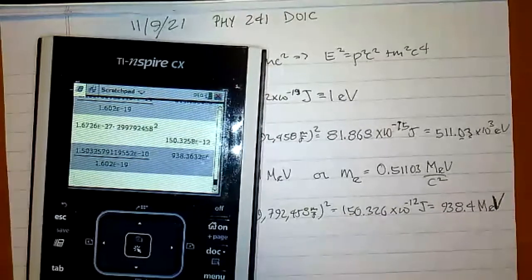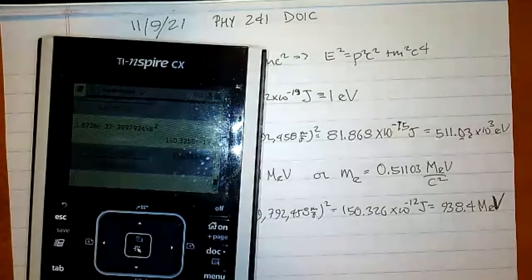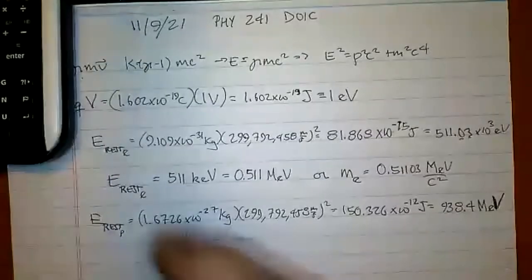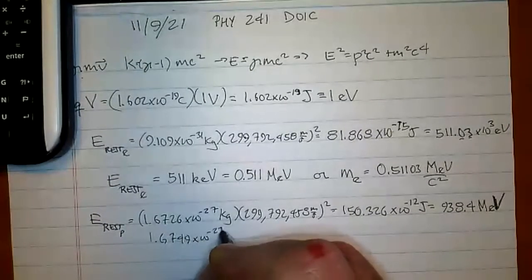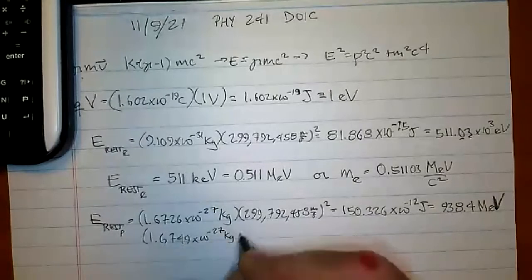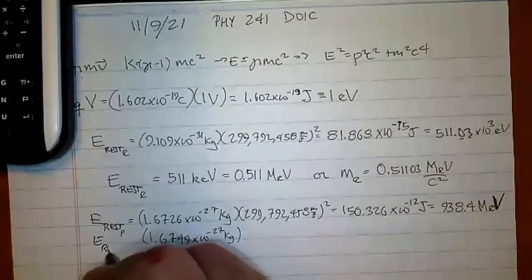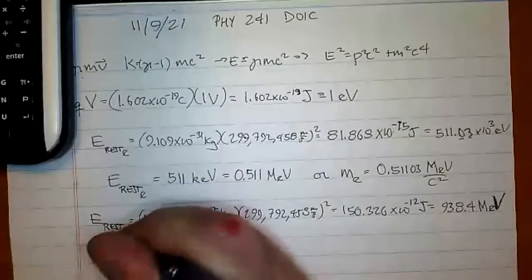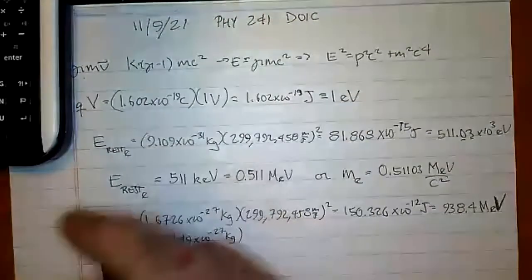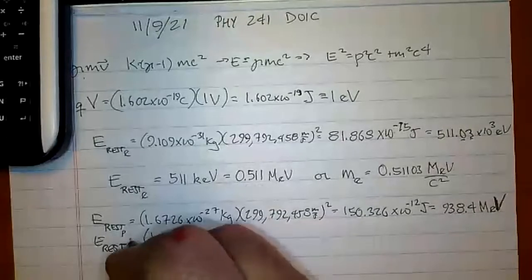Now, if you notice, the proton is a little bit lighter than the neutron. The proton has a mass of 1.6726, whereas the neutron has a mass of 1.6749. So you could also do that with 1.6749 times 10 to the negative 27 kilograms. And that would be E rest for the neutron.